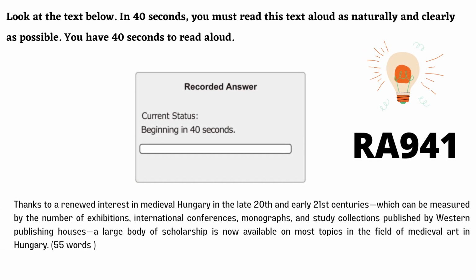Thanks to a renewed interest in medieval Hungary in the late 20th and early 21st centuries, which can be measured by the number of exhibitions, international conferences, monographs, and study collections published by Western publishing houses, a large body of scholarship is now available on most topics in the field of medieval art in Hungary.